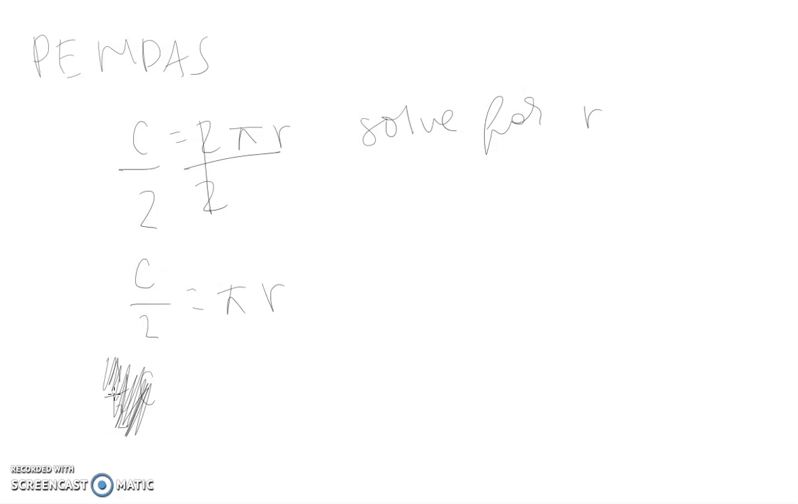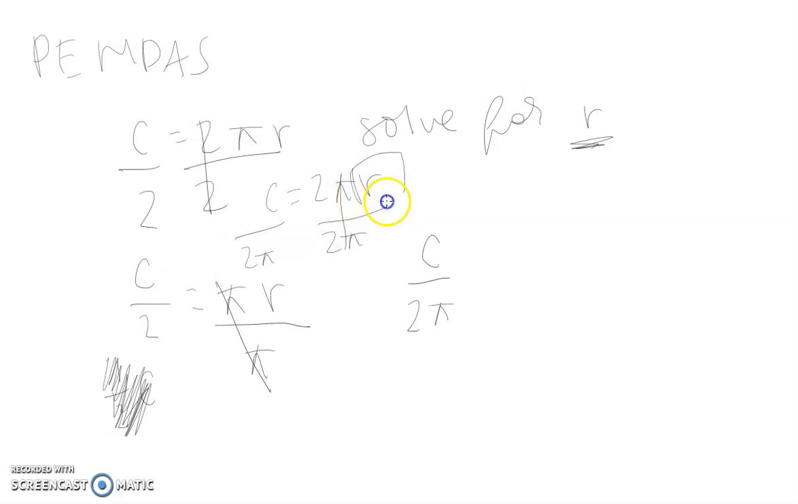So now we're just going to divide by what value? Since we're solving for r, we need to remove the pi, taking that out. So it'll be C over 2 pi, because we divided by both of them. Honestly, we could have even divided by 2 pi and then just had the r alone, so it would look like that.